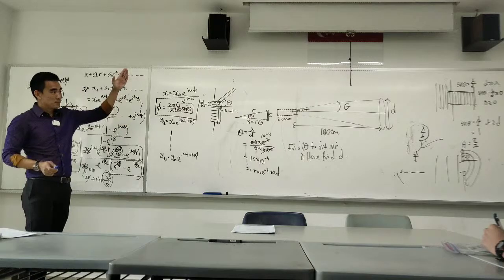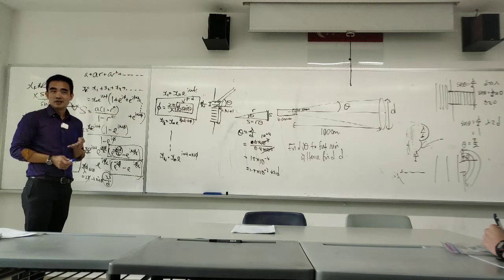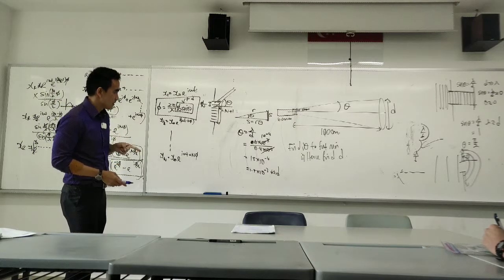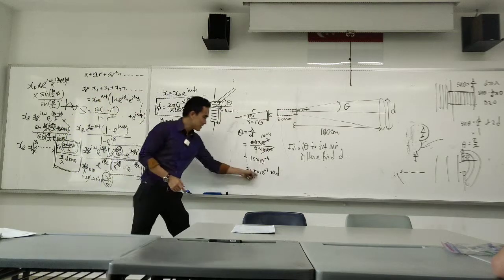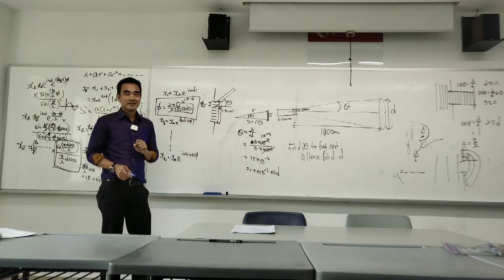That's the angle to the first minimum. So I got 30. Hang on, did I get 30 or 3? 3, sorry. I took this angle times 2, then times 1000. So it's 3 meters.